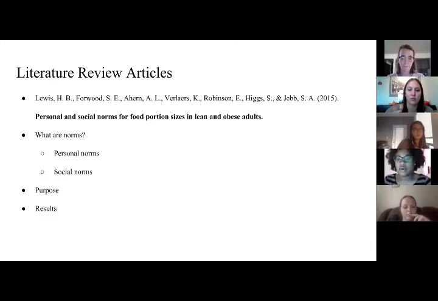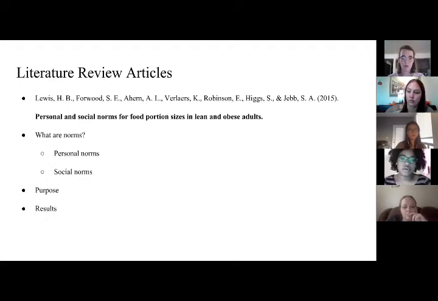Personal norms are the amount of food a person considers to be a normal amount for themselves to eat in any given situation. Social norms are the amount of food a person believes other people consider as normal in any given situation. The purpose of this study was to determine the effects of BMI, body mass index group, gender, level of dietary restraint, and the level of food liking on personal and social norms, the relationship between the norms, and how certain people are about them.